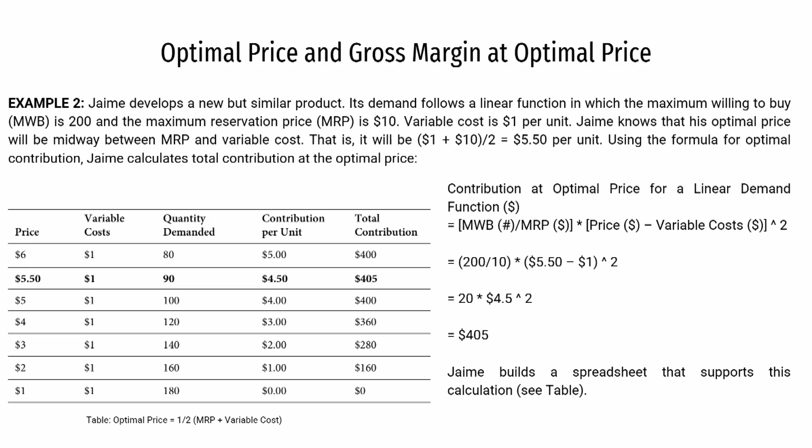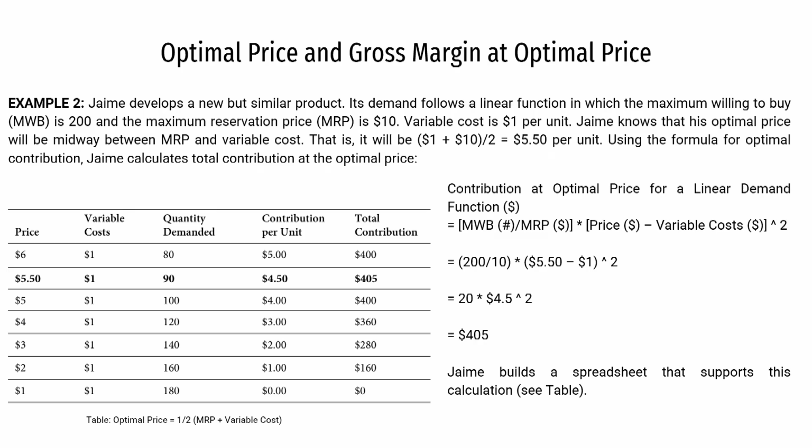Now, look at this example. Jamie develops a new but similar product. Its demand follows a linear function in which the maximum willing to buy, that is MWB, is 200, the maximum market size, and the maximum reservation price is $10. Variable cost is again $1 per unit. Jamie knows that his optimal price will be midway between the MRP and the variable cost, that we already know, that is variable cost of $1 plus maximum reservation price of $10, divided by 2. So, it is $5.5 per unit.